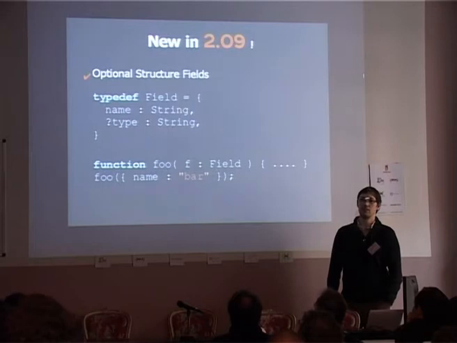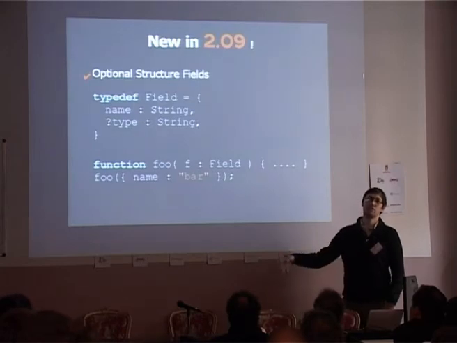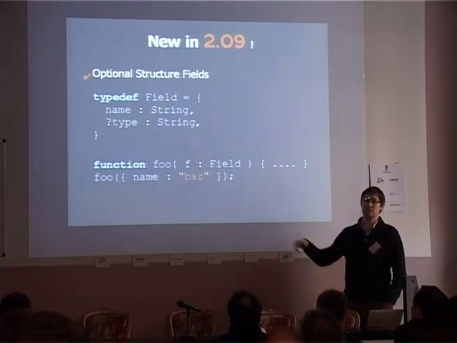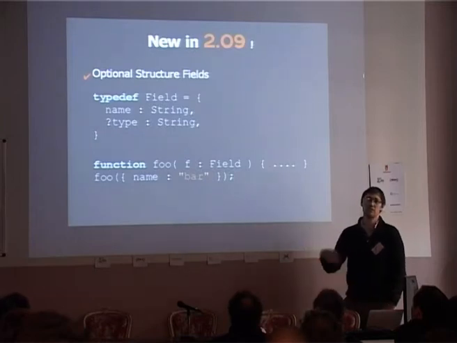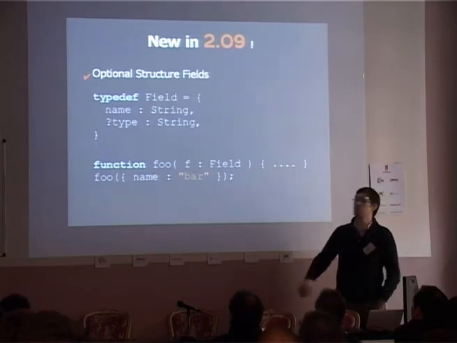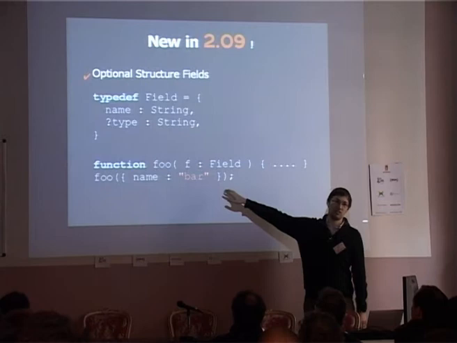Okay? That's quite neat because a lot of front-end libraries have all these different parameters you want to pass, but you don't need to pass all of them. They are really optional. But you still want to pass them as a structure because you have a lot of them, so you need to name them. This way you can specify which are the mandatory parameters and which are the optional ones. The only small thing is that it only works when you pass a constant structure.